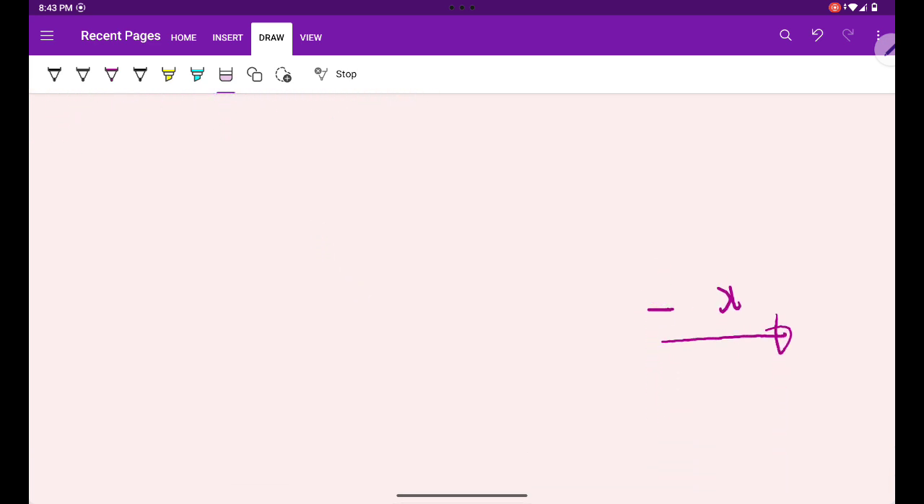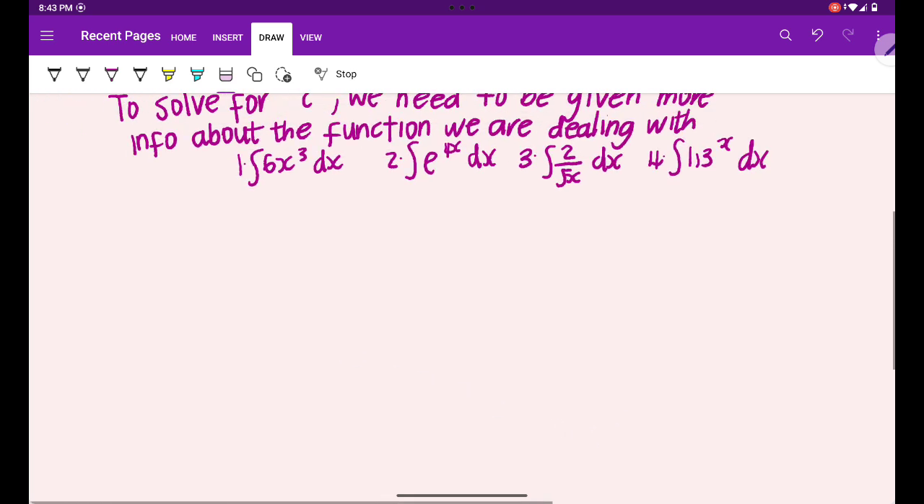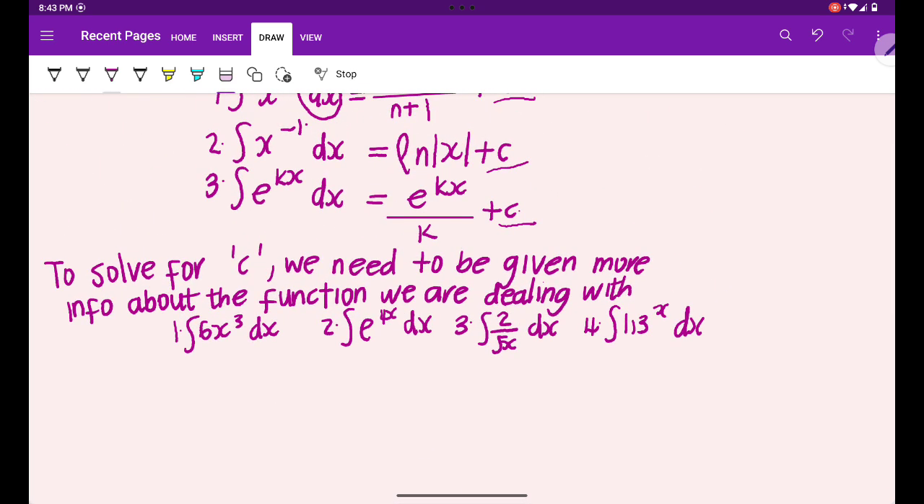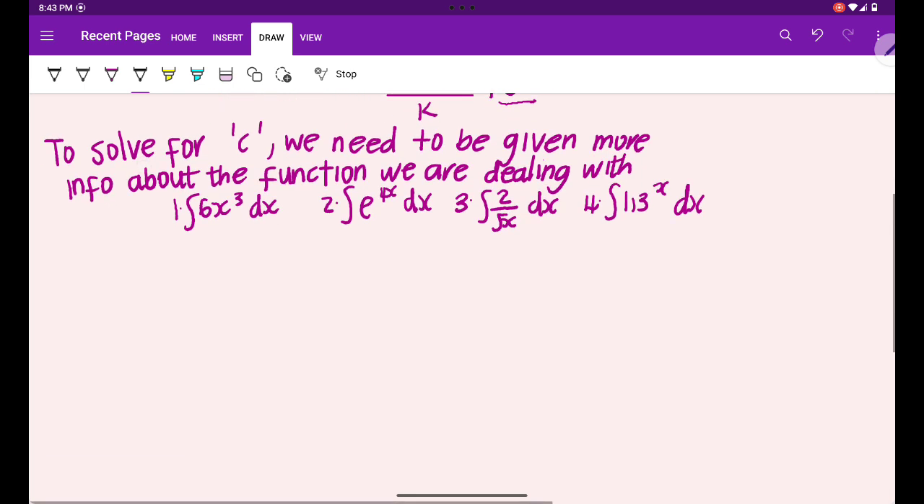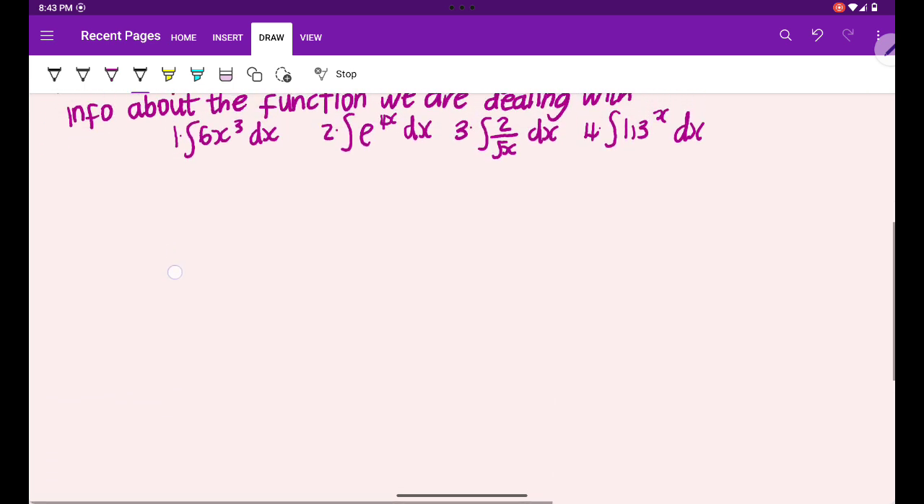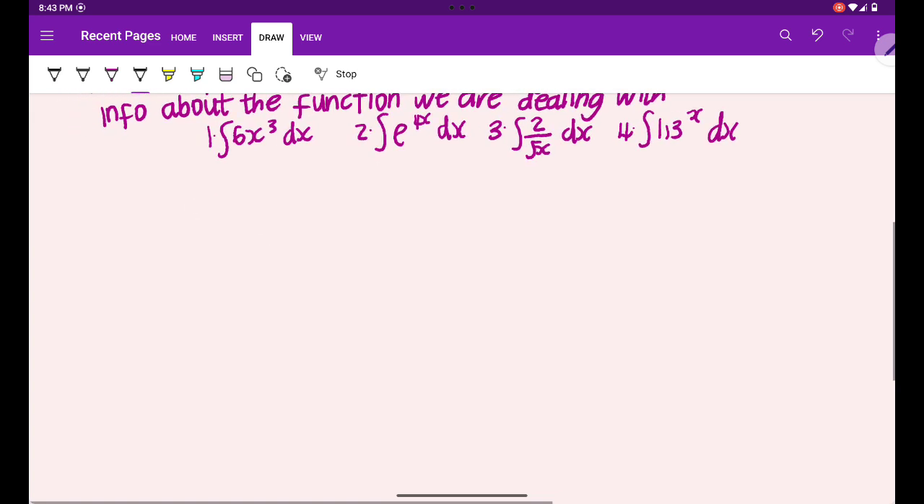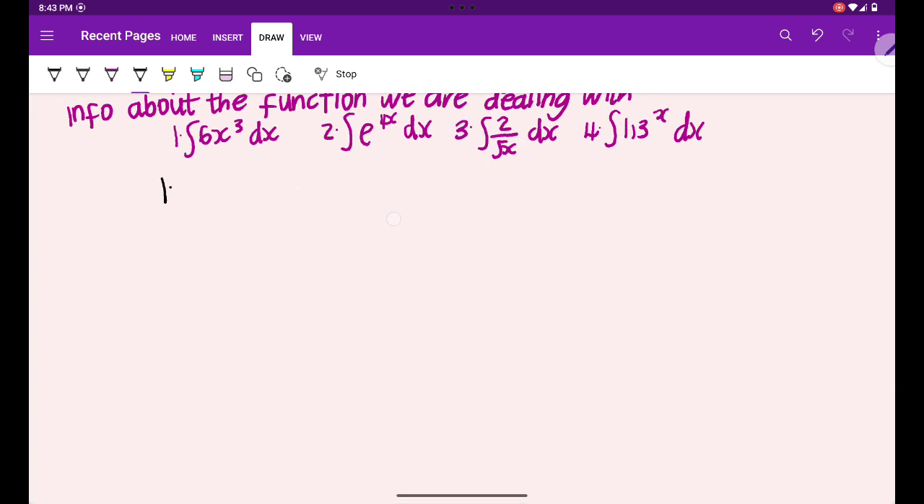Excuse me, let me just finish erasing these, right? So okay, let's just use a different color because we're answering now. So let us say you are given a function. So let's start with number 1. At number 1, we have to integrate the function 6x to the power of 3 with respect to dx, right?